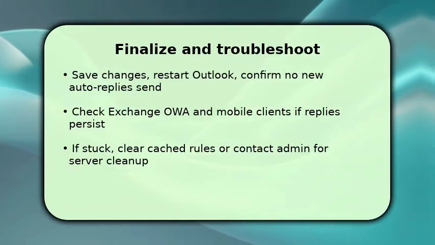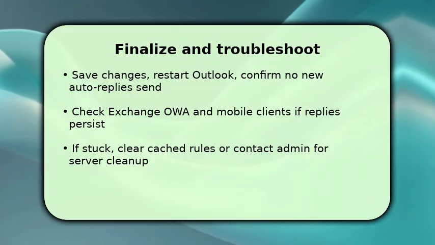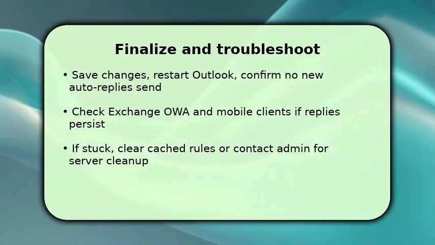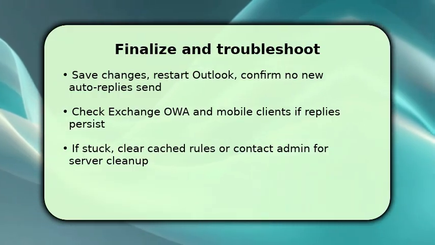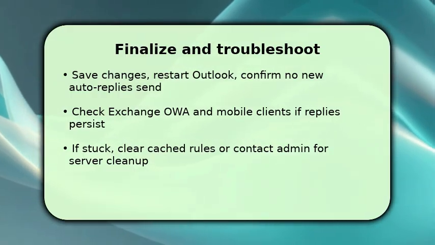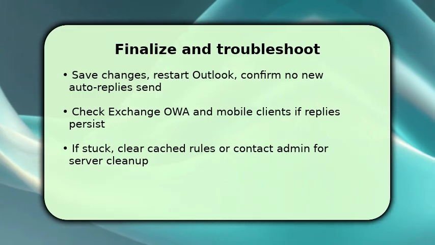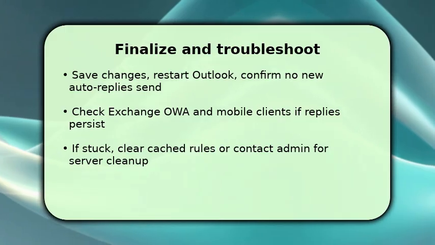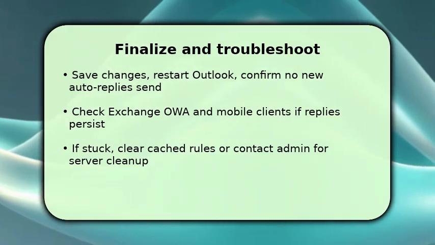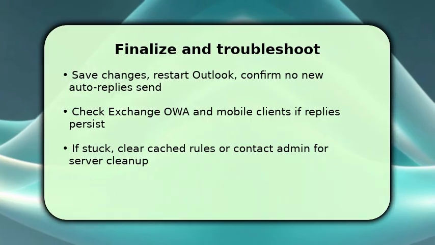If automatic replies still go out, make sure to inspect Exchange Web Access and any mobile or delegated accounts for the same rule, because server-side or delegated settings can reapply it. If you still see activity, clear cached rules with the Clean Rules tool or ask your administrator to remove server-side entries. This resolves most lingering automated send issues quickly.